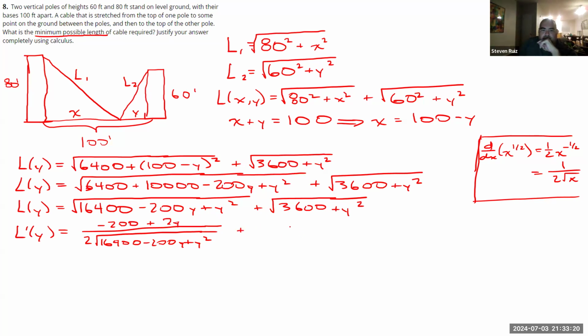Plus, again, the derivative of this is going to be 1/2 times the derivative of 3,600 plus y squared times the derivative of the inside, which is going to be 2y. And I want to set that equal to 0.